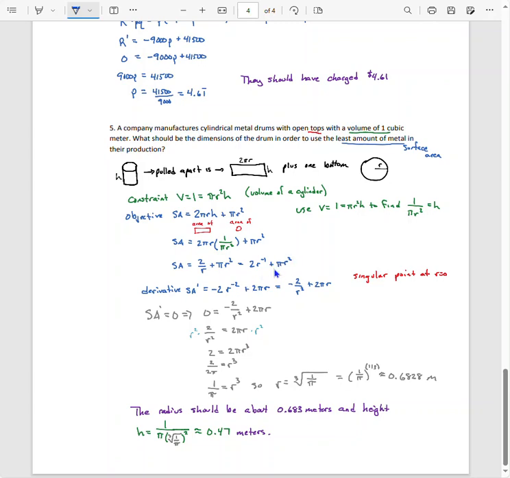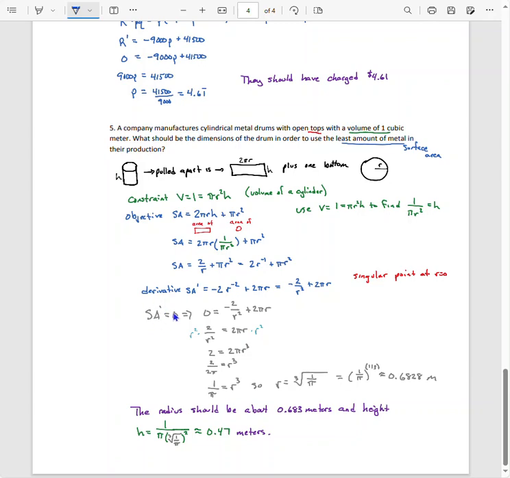Plus, derivative of pi r squared is 2 pi r. Notice the derivative of area is circumference. Just saying. And if we rewrite these in terms of algebraic formula, I'll now have negative 2 over r squared plus 2 pi r. And we see we have a singular point at a radius of 0. A radius of 0 would be a pretty lame metal drum. So, okay. Noted. Care, but not really for the problem.